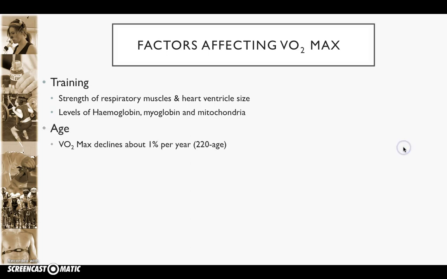So as I've just mentioned, age is a factor that affects our VO2 max, and VO2 max declines about 1% per year. That's mainly because of lost elasticity in the heart, blood vessels, and lung tissue walls with age. All of that reduces the efficiency to inspire and transport oxygen around the body.